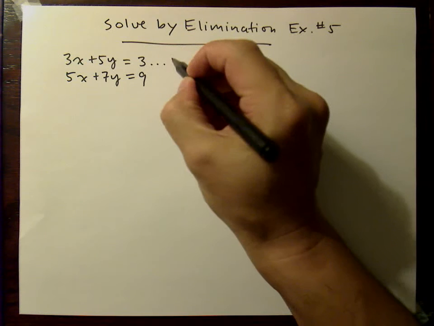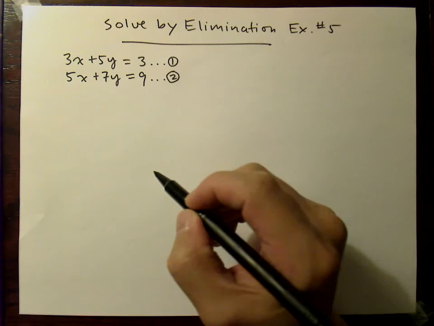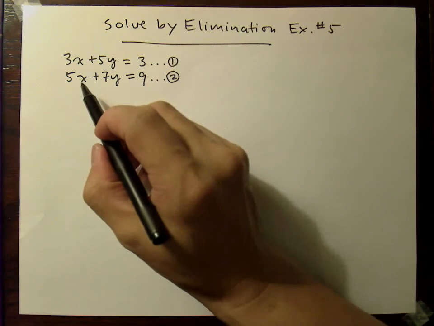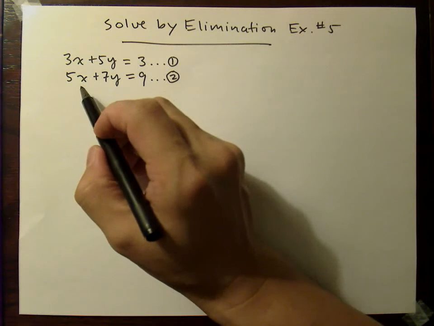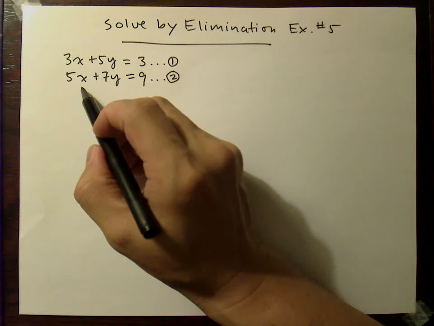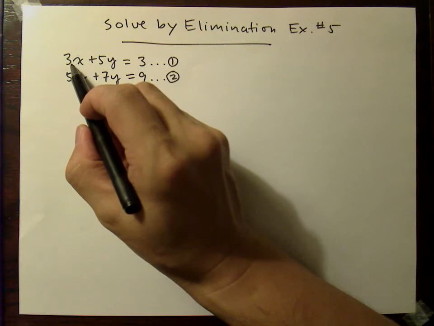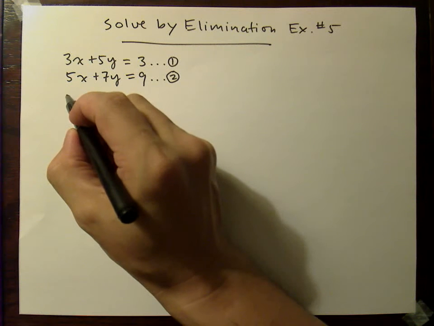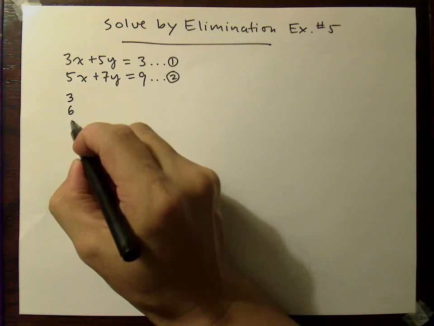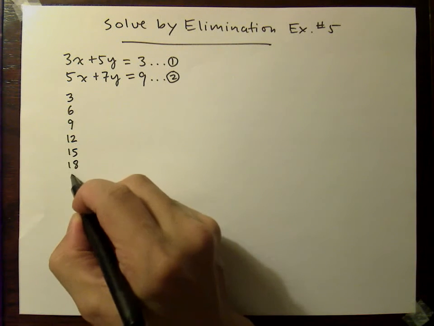First, let's label the equations. That's our first equation, equation 1, and this is our equation 2. Next, I need to select which variable I'm going to eliminate, either the x or the y. For the purpose of this example, I will eliminate the x. In order to be able to eliminate the x terms, I need to take a look at the coefficient in front of the x. For equation 1, that coefficient is 3. And I have to think of the multiples of that coefficient, which are 3, 6, 9, 12, 15, 18, and so on.